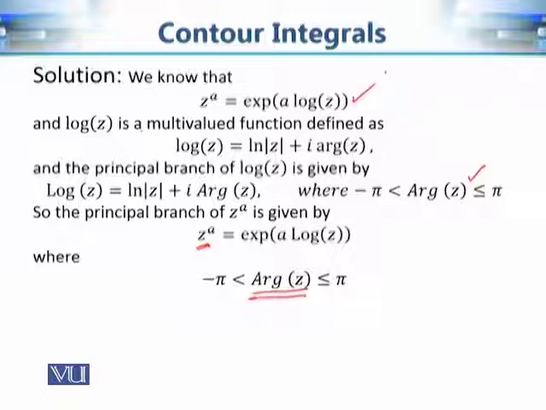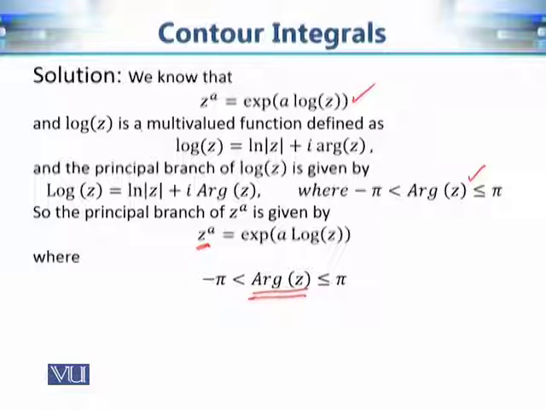Now why are we interested in these branches? Because we want to integrate the function f of z of t, z prime of t, and we know from our discussion where we considered how to integrate a complex valued function of a real variable t, that this integration is only possible when the integrand is a piecewise continuous function, and we also know that along the branch cut this function is not continuous.